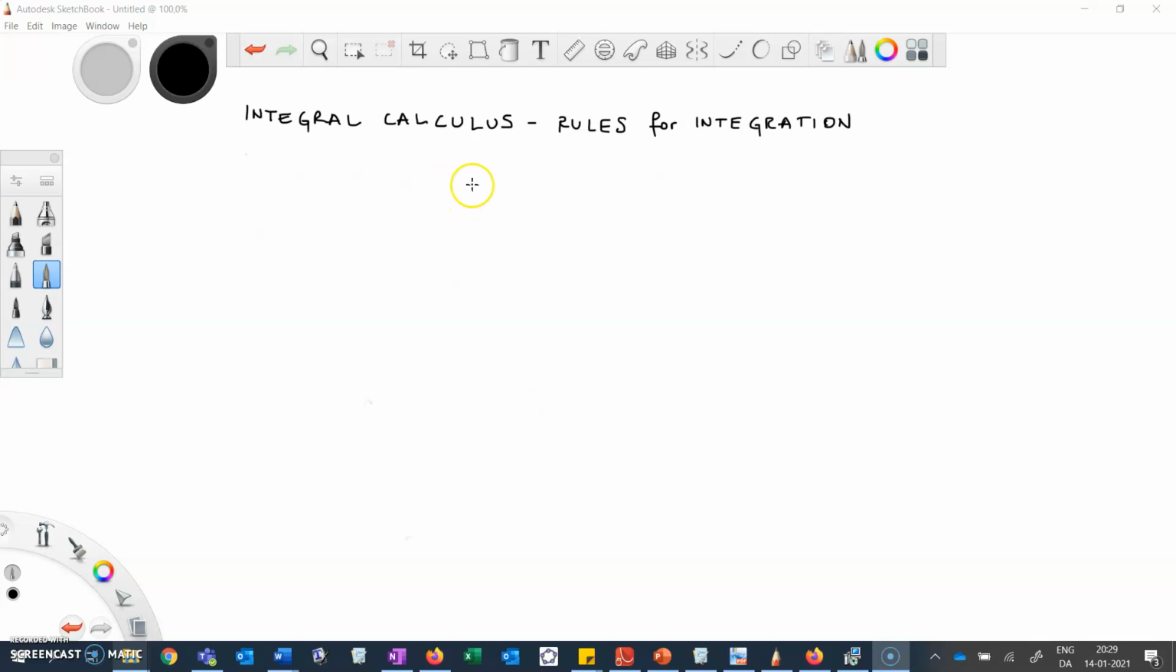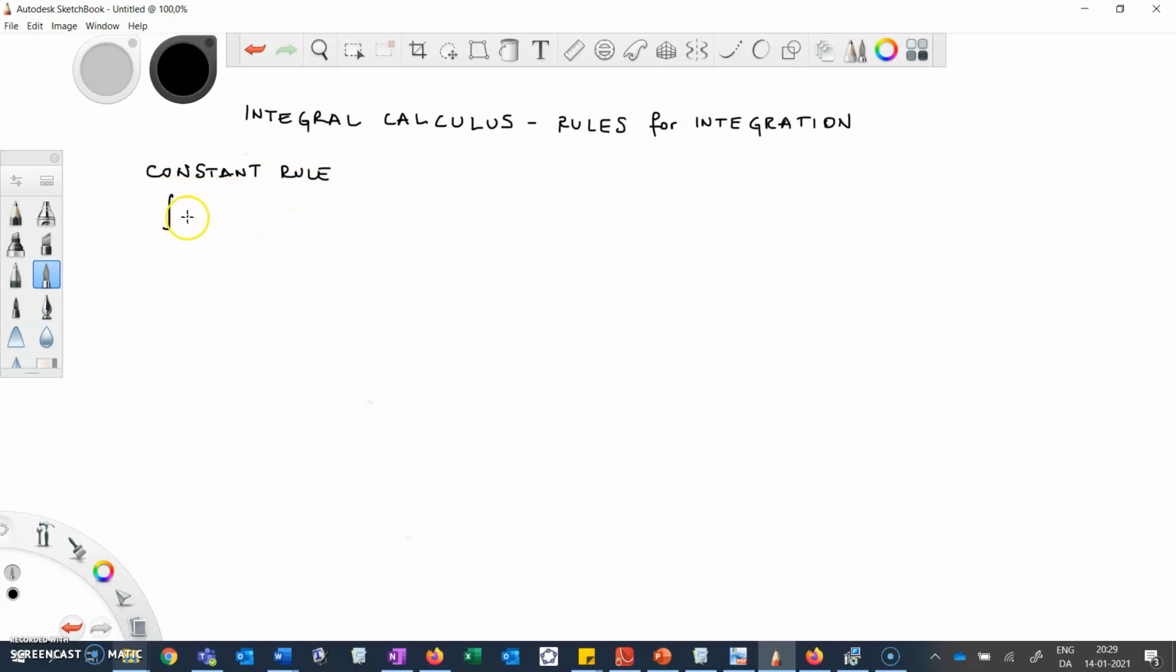Hi, in this video we're going to talk about rules for integrations. There are some rules that we have to use once we integrate functions or sum or difference or product of functions. In particular, one is called the constant rule, or better, it has to do with constants multiplying an integral. And it has this form.